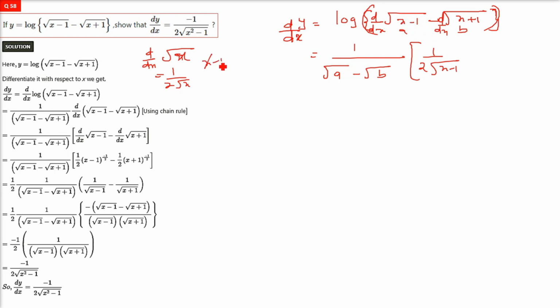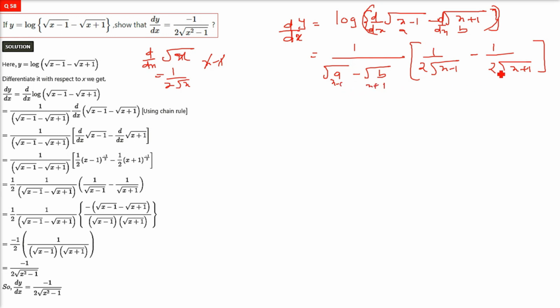Now, differentiation of x minus 1: x gives 1 and 1 gives 0, so there will be nothing, and 1 only basically. So d by dx of under root x plus 1 is 1 by twice of under root x plus 1. And what is the differentiation of x plus 1? x gives 1 and 1 gives 0, so you will get 1.